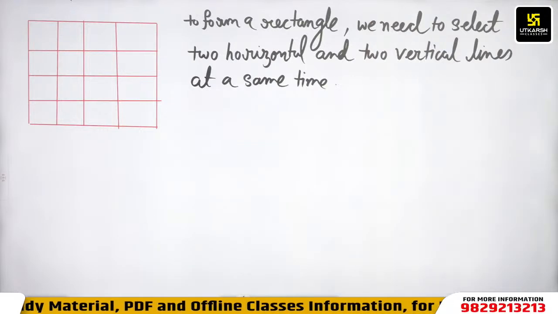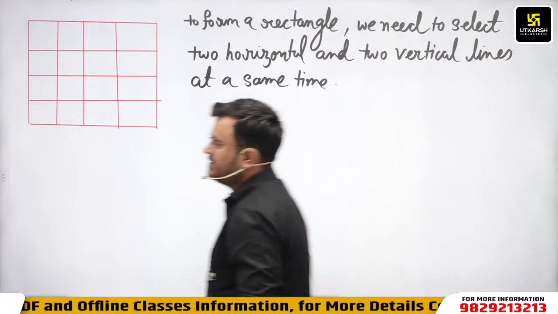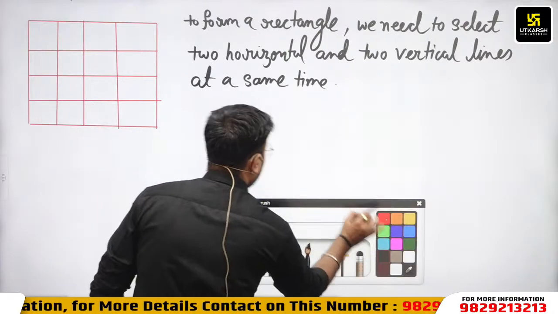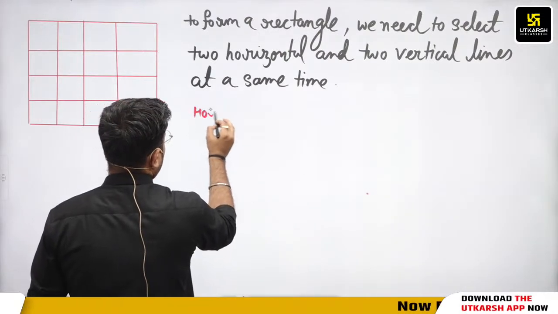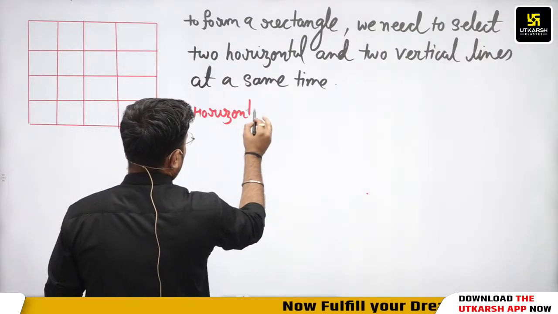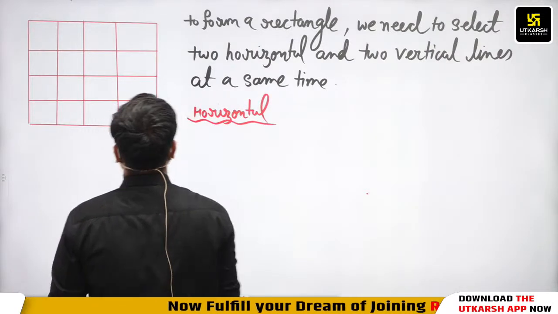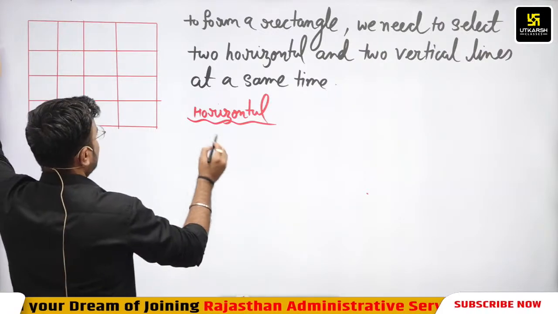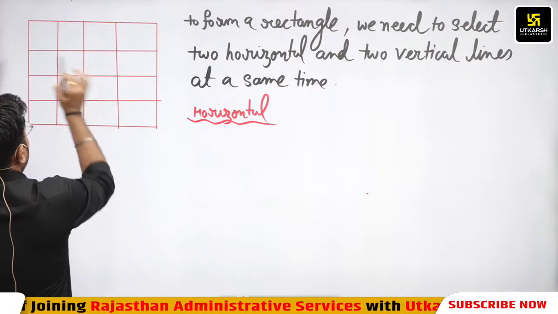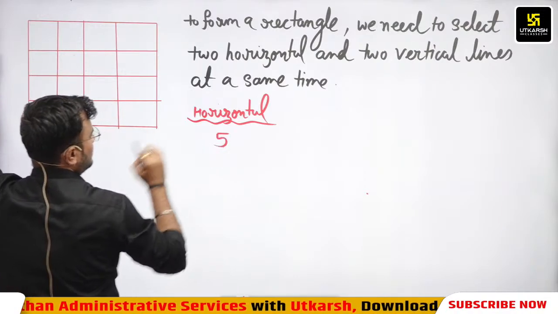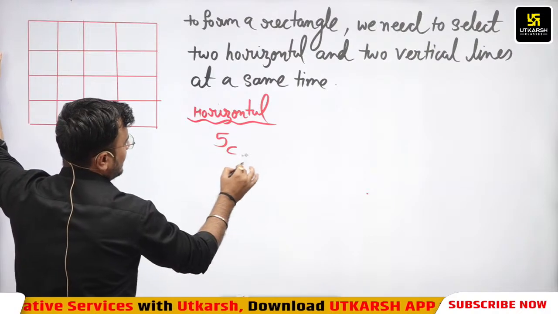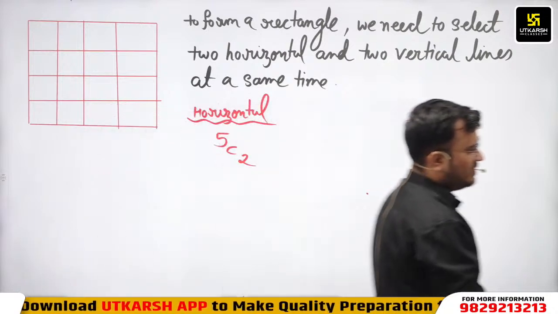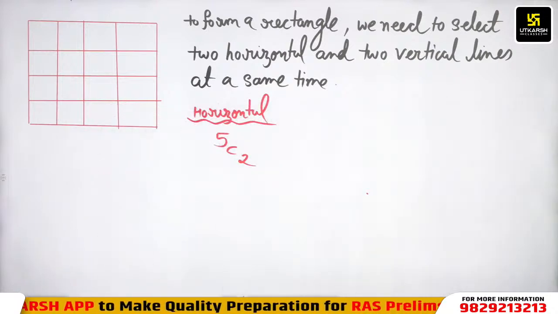So how many horizontal lines are there? How many vertical lines are there? So 1, 2, 3, 4 and 5. So 5 horizontal lines are there, and we need to select 2 horizontal lines. So how many different ways are there? 5C2. So now you can see we are using the concept of permutation and combination.